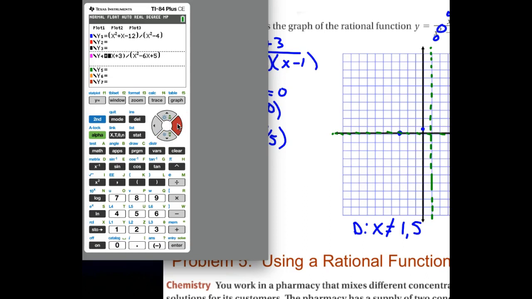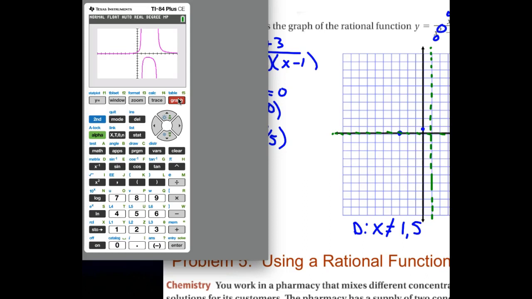All right, so we're looking at the one that I have stored here under Y4. You can go to the equal sign and turn them on and off. If you want to enter several equations, but you only want to look at one at a time, just have the equal sign unhighlighted, and you won't see that graph. So I've highlighted the Y4 equation here: x plus 3 divided by x squared minus 6x plus 5.